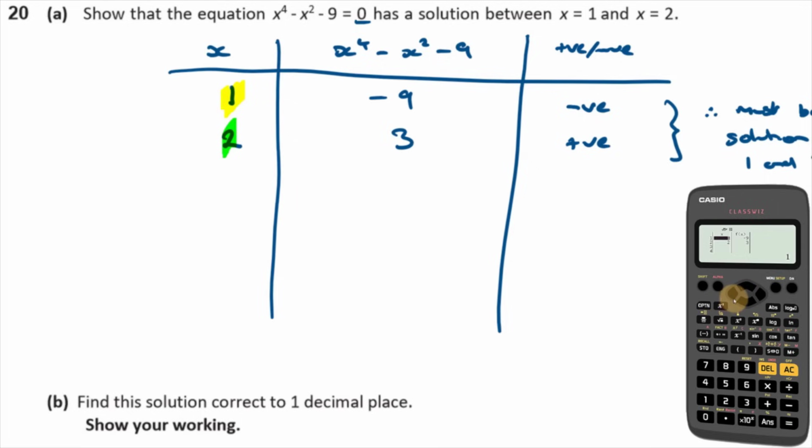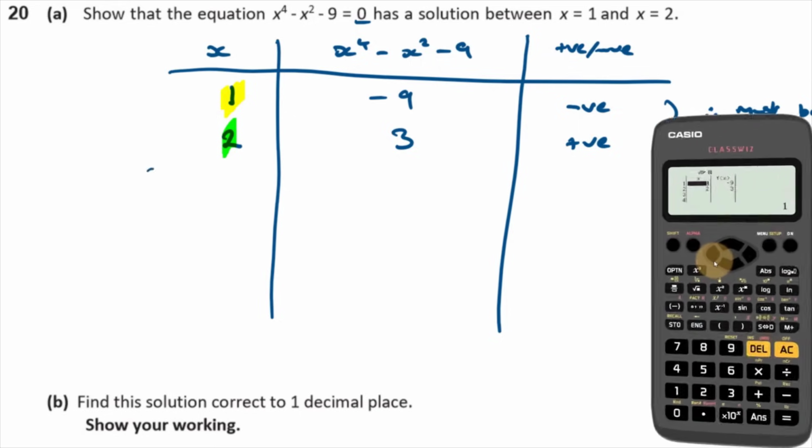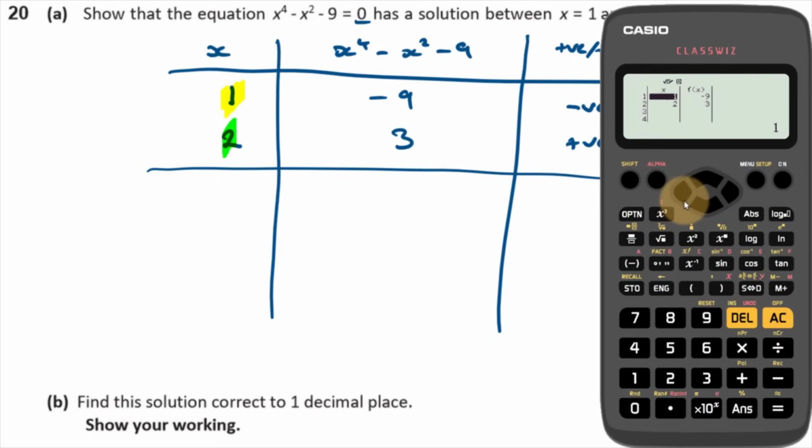Now in the second part of the question, it wants you to find this correct to 1 dp. I'm going to press the AC button again, and keep the function the same. I still don't have a g of x value. The start and end value is still going to be 1 and 2, but I'm going to change the step this time to 0.1 because I want to see all the solutions between 1 and 2. Now if I press equals again, I'm going to get a bigger table. You can see I've got values for x of 1, 1.1, 1.2, 1.3, all the way down to 2, going up in increments of 0.1 along the way.